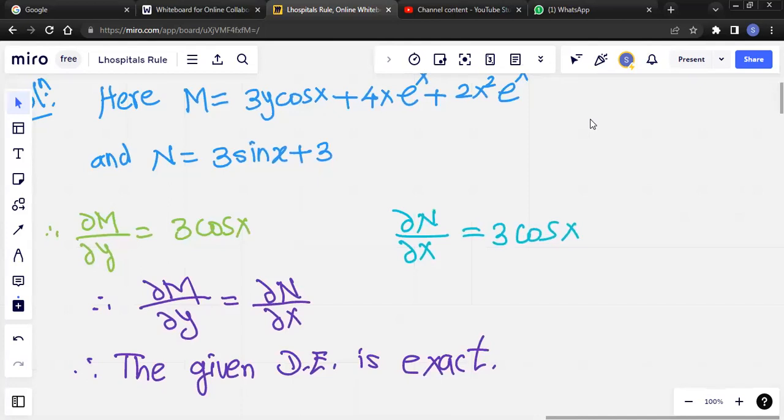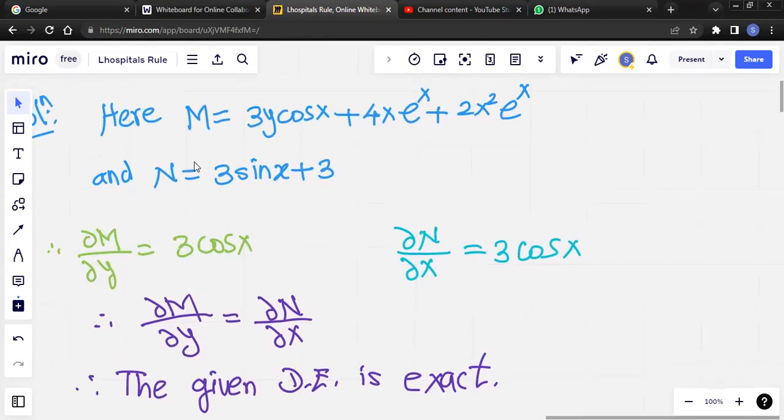Derivative of M with respect to y partially. There is a single term containing y. Coefficient of y is 3 cos x, derivative of y is 1. So this is the derivative, 3 cos x. Now let us go with N. N is 3 sin x plus 3. If we differentiate this partially with respect to x, it becomes 3 cos x and both coincide. So the given equation is exact.